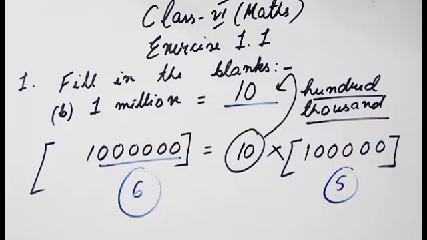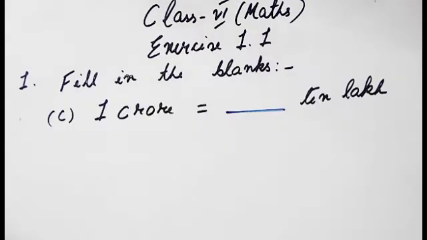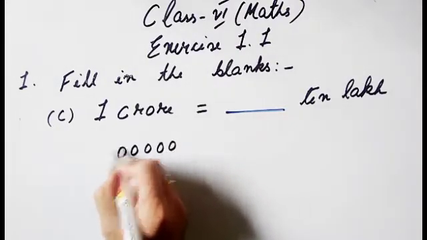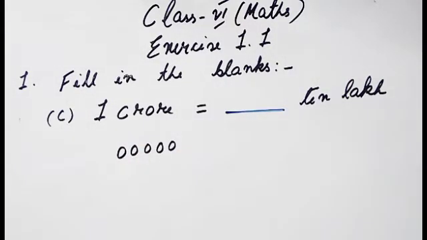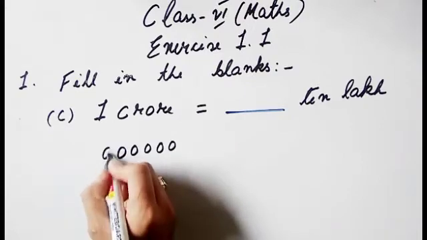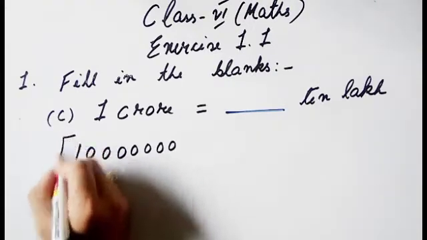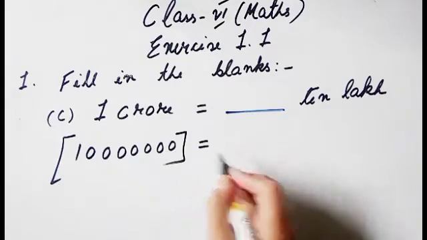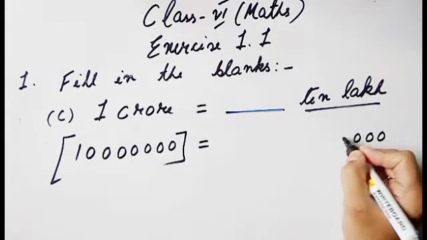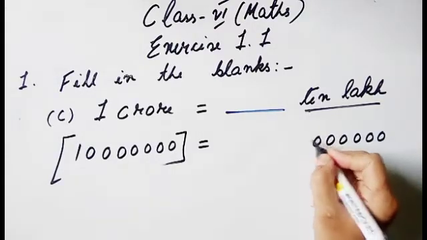Understood students? Next, let's try question number C. They have given us 1 crore equals to, and that's 10 lakh. So first of all, let us write the numerical of 1 crore. Ones, tens, 100, 1000, 10,000. Remember, crore is Indian system. After 10,000, next will be 1 lakh, 10 lakh, 1 crore. Right? Equals to 10 lakh. Let us write the numerical of 10 lakh. Ones, tens, 100, 1000, 10,000, 1 lakh, 10 lakh.